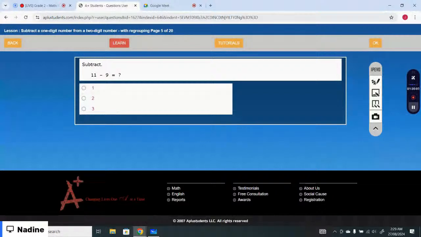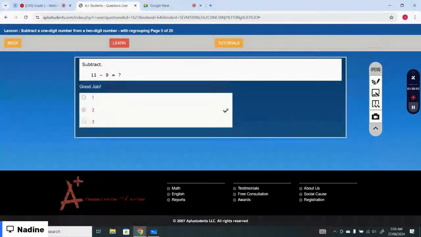The next one is 11 take away 9. So which is the correct option? That is 2. 11 take away 9 is 2. Option number 2 is the correct option.